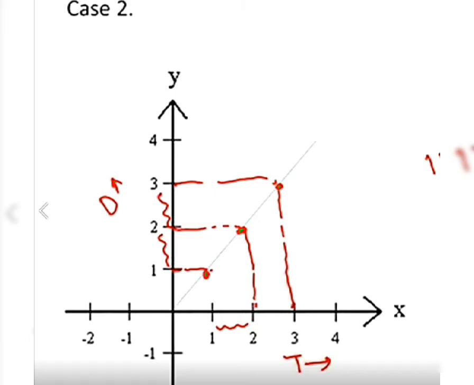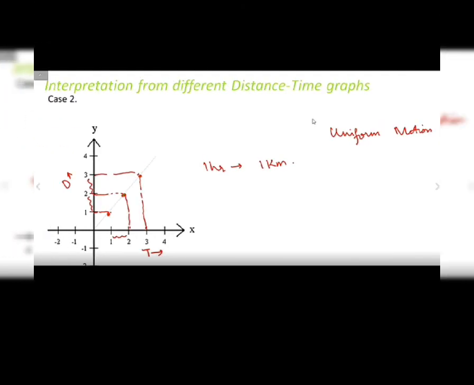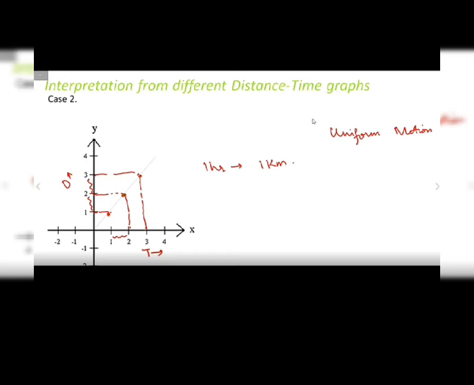So which kind of motion is this? As in every 1 hour, the distance covered is 1 kilometer. Which kind of motion is this? This is uniform motion, because equal distance is covered in equal intervals of time. So this graph depicts uniform motion, because the object covers equal distances in equal intervals of time.